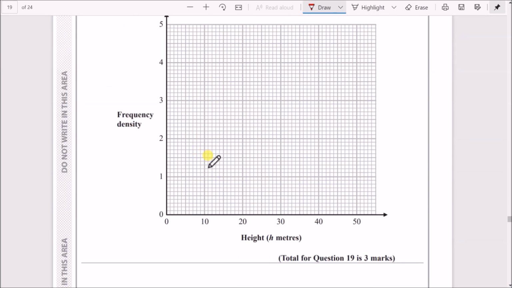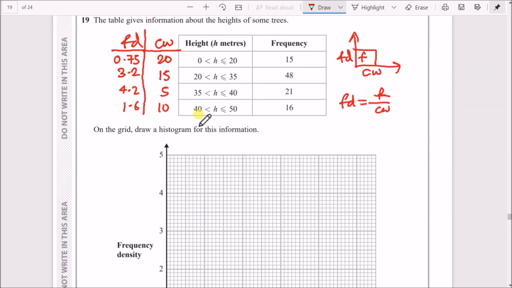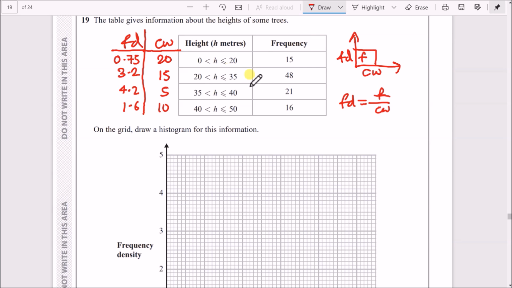So conveniently, guys, they kind of did it for us. They put 0 to 5 for the frequency density, so our numbers look like they'll fit. And for the x-axis, they call it a height, but this is pretty much our class width. It's these values here. So let's do it.